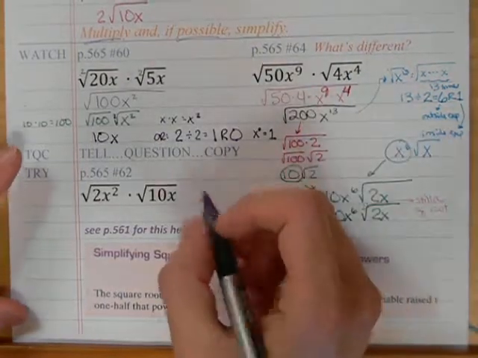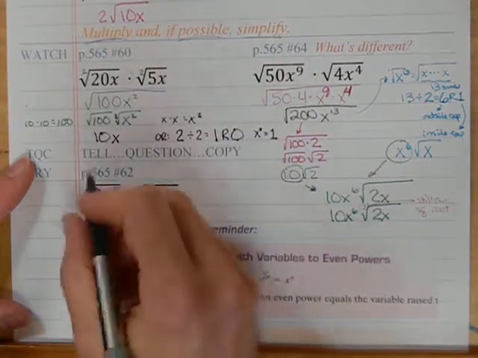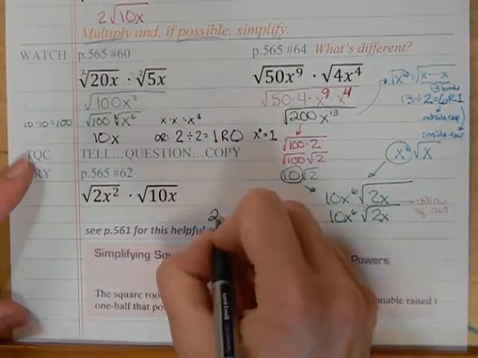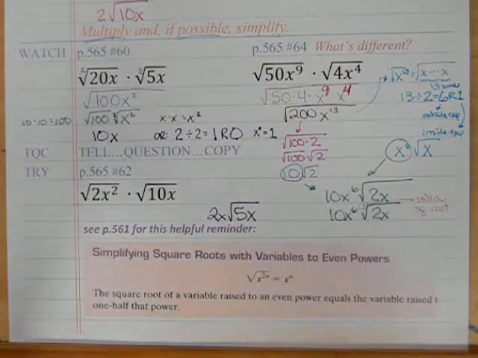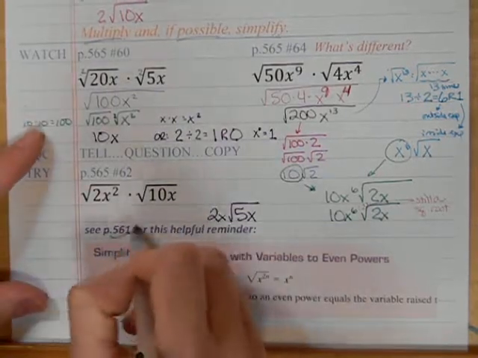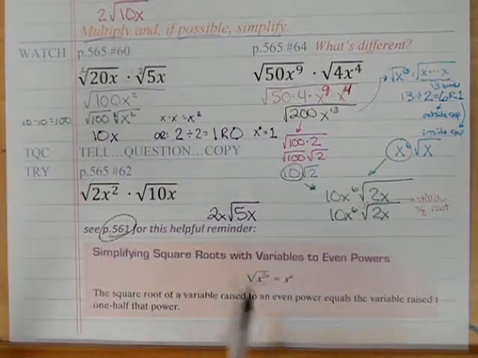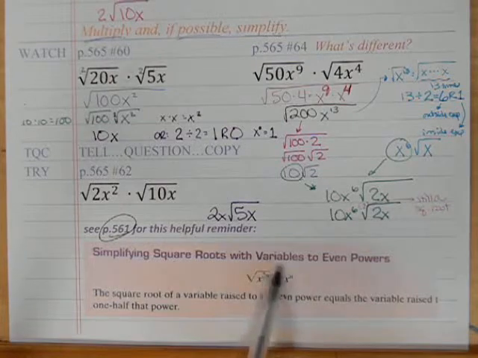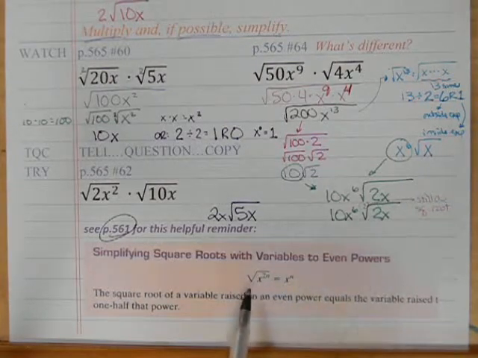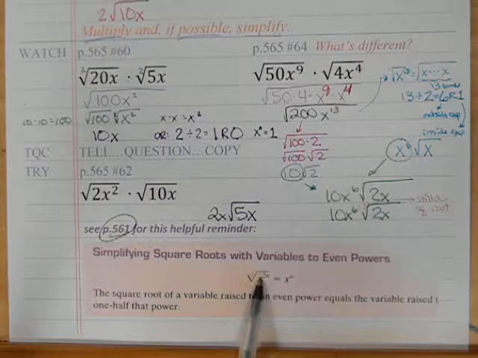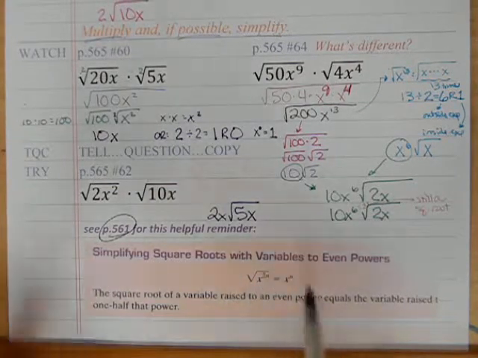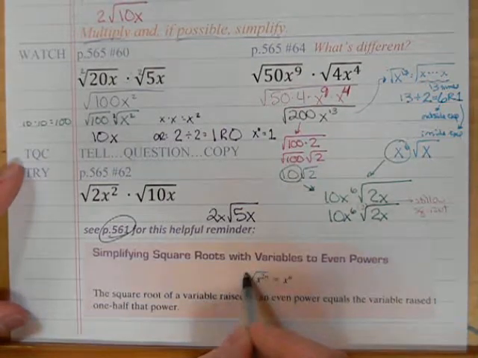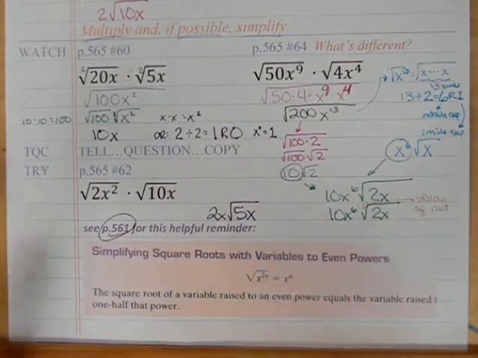Okay, so the answer to number 62 would be 2x on the outside, square root 5x on the inside. That's the simplified version of that one. And finally, finishing up this page, on page 561, there's a helpful reminder here of simplifying your square roots with variables to even powers, and they've got x to the 2n just becomes n. In other words, there's that division by 2. That 2n gets divided by the 2, just cuts it in half.